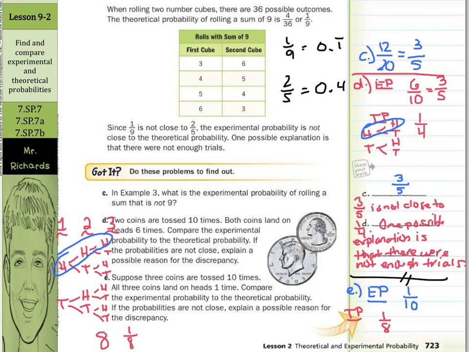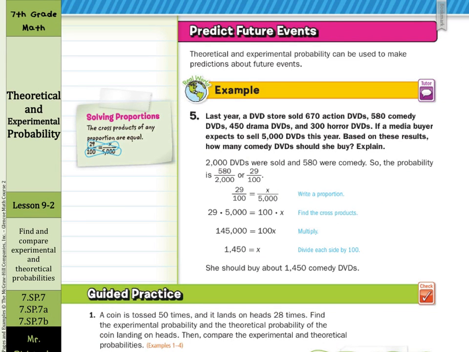Well, if we look at 1/10 as a decimal, that's 0.1. And if we look at 1/8 as a decimal, that's 0.125. And for the sake of this question, those are close. So we can say, well, 1/10 is close to 1/8. So this time, even though we still had 10 trials, they were pretty close to the experimental and theoretical probabilities. Now we can also use probabilities, theoretical and experimental, to make predictions about future events.